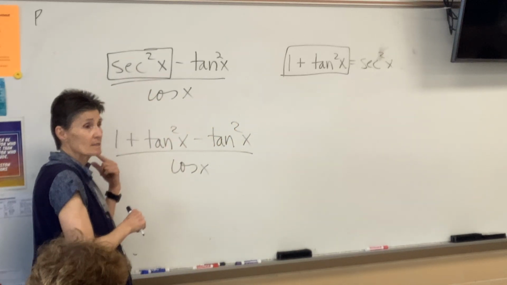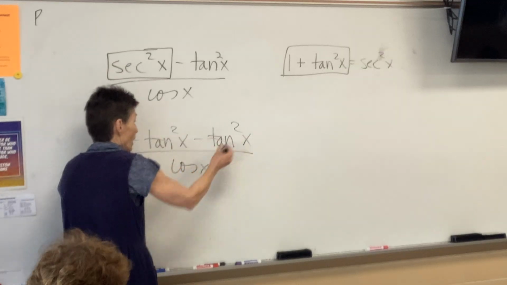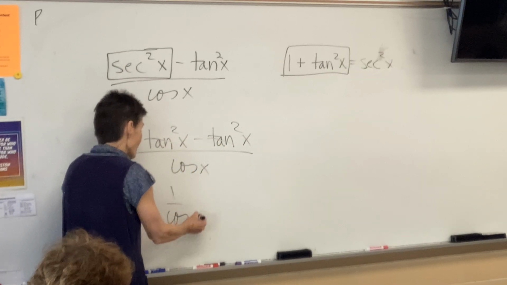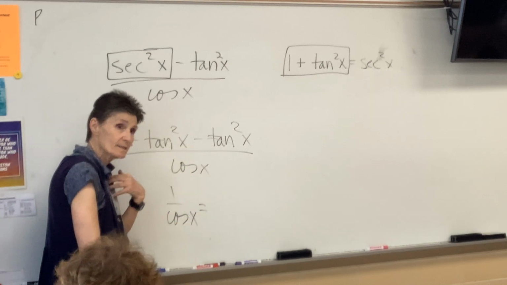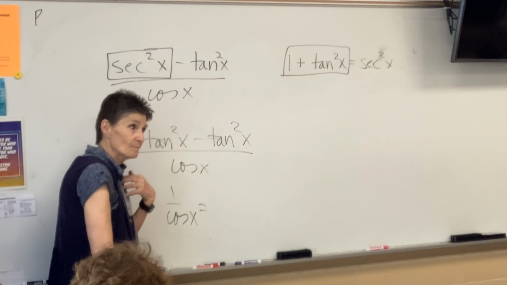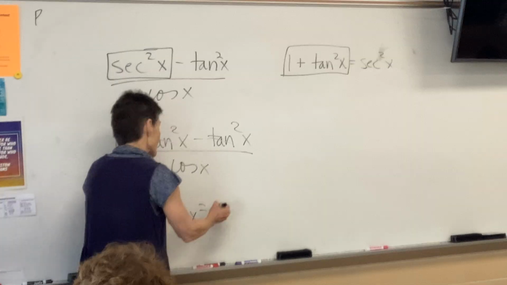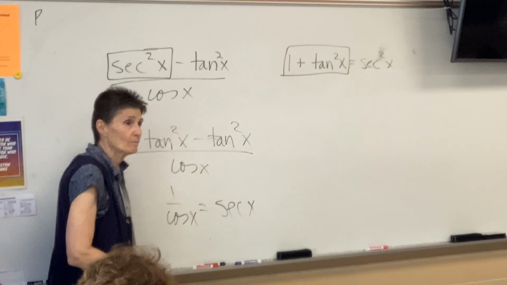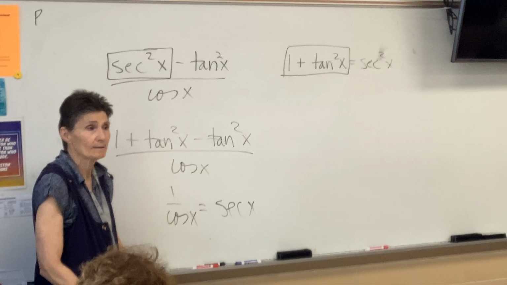Now what happens? These are gone, and what am I left with? 1 over cosine, which everybody in the world knows is secant. That should be written on your paper. If it's not, get it memorized. You gotta know it. 1 over cosine is the secant.